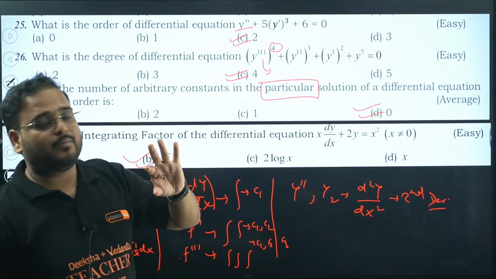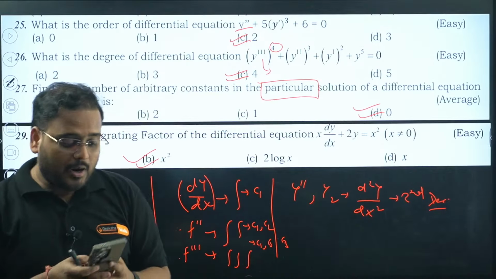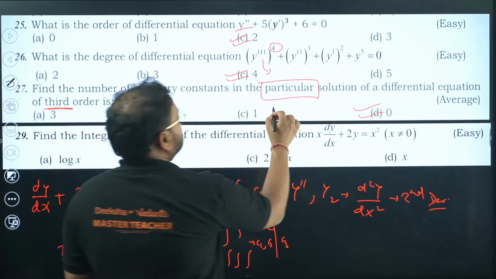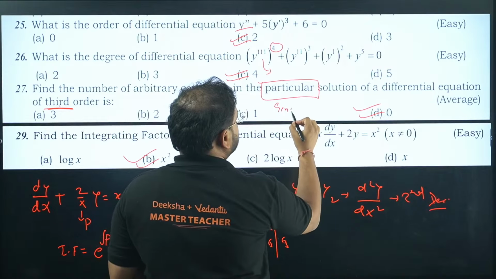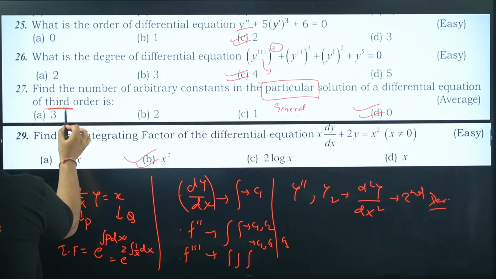There's no constant left anymore. That's why the answer is 0. Thanks for pointing out the word particular. This is the reason. If it was general, no. If it was a general solution, then what will happen? This will be the same as the number of order.